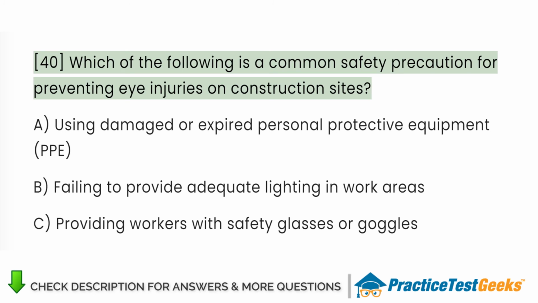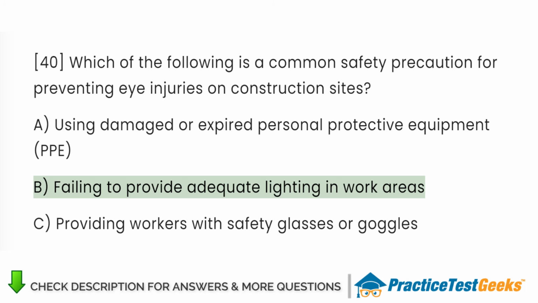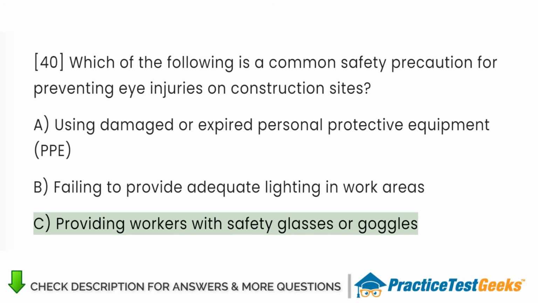Which of the following is a common safety precaution for preventing eye injuries on construction sites? A. Using damaged or expired personal protective equipment, PPE. B. Failing to provide adequate lighting in work areas. C. Providing workers with safety glasses or goggles.